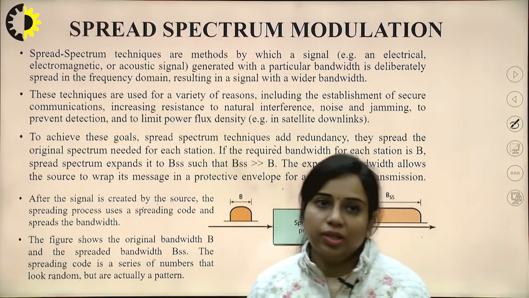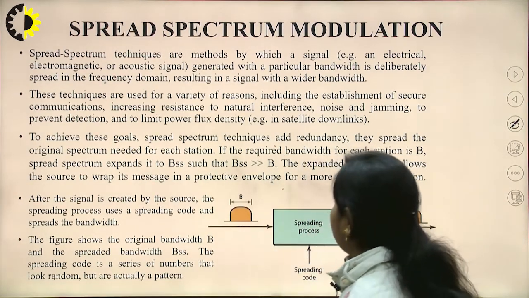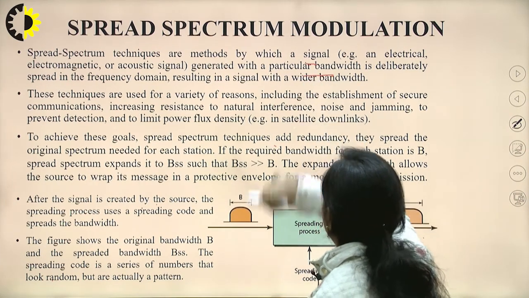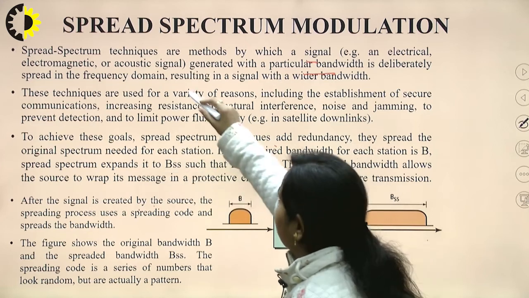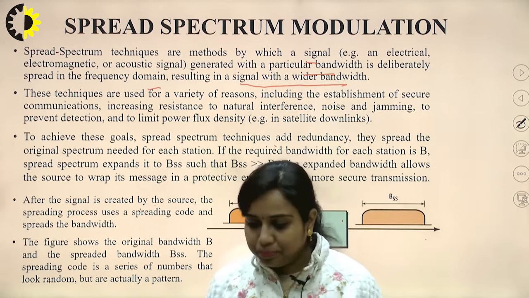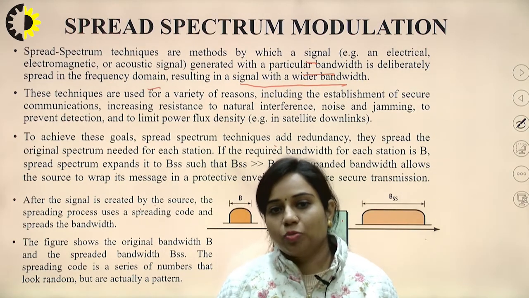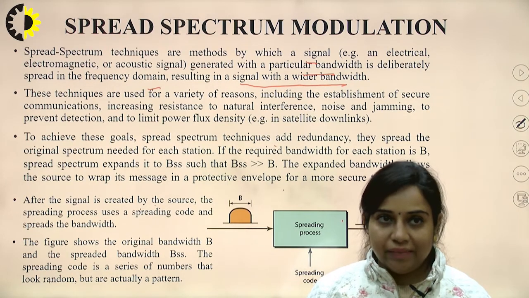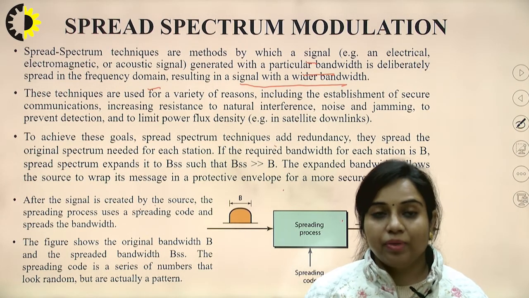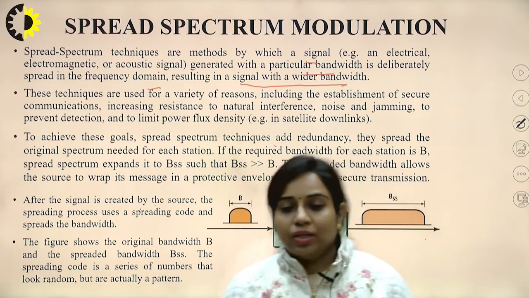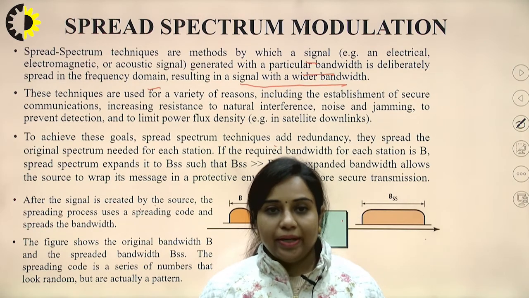SS modulation is a technique by which a signal generated with a particular bandwidth is deliberately spread in the frequency domain, resulting in a signal with wider bandwidth. As the name itself is self-explanatory, spread spectrum means in the frequency domain we have to spread the spectrum. And how are we going to do it? It is used to modulate a signal.